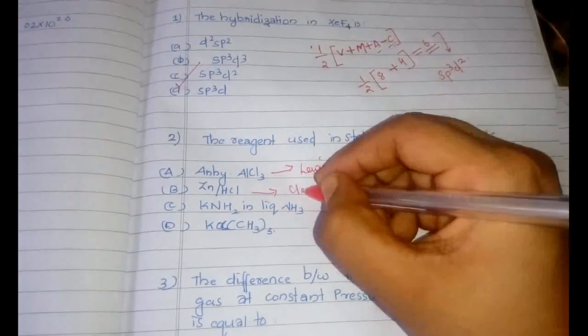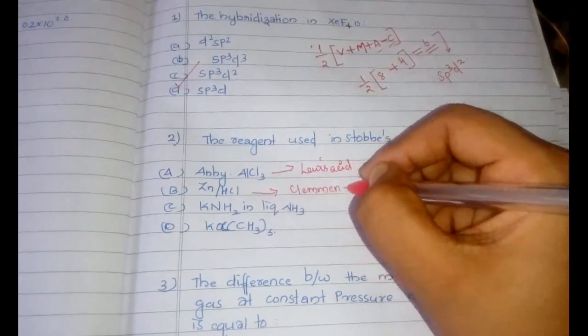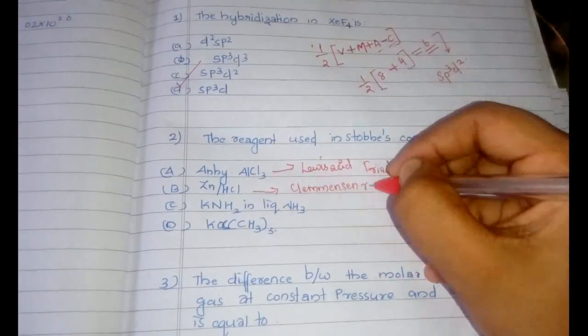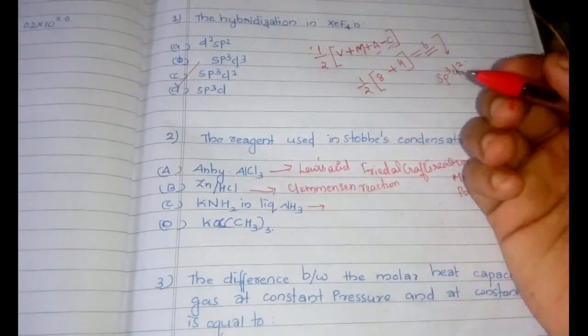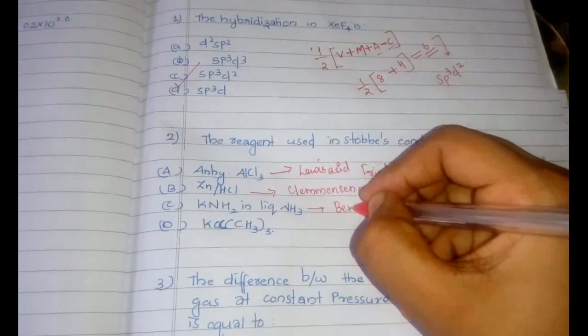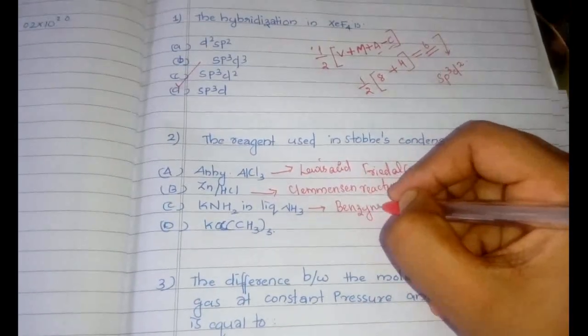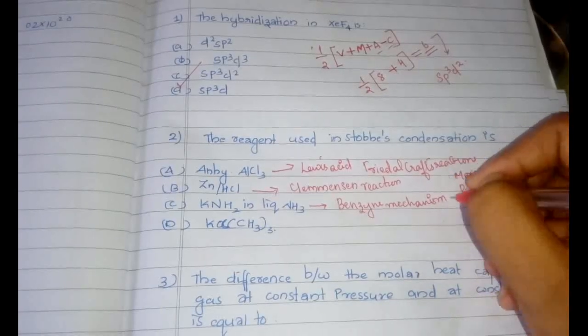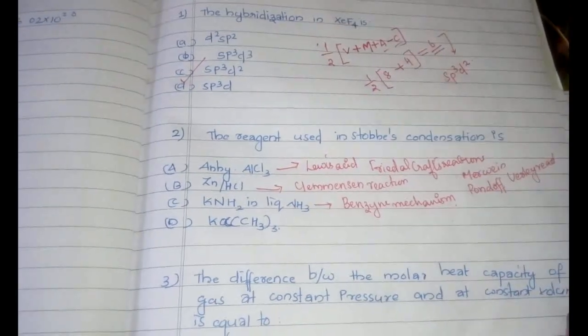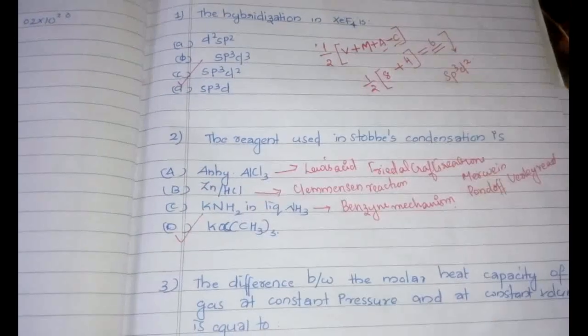Then what is Zn/HCl? In which reaction is this used? This is used in the Clemmensen reaction. Then KNH2 in liquid NH3 is used in the benzyne mechanism, that is our elimination-addition reaction. Then finally, this would be our answer.